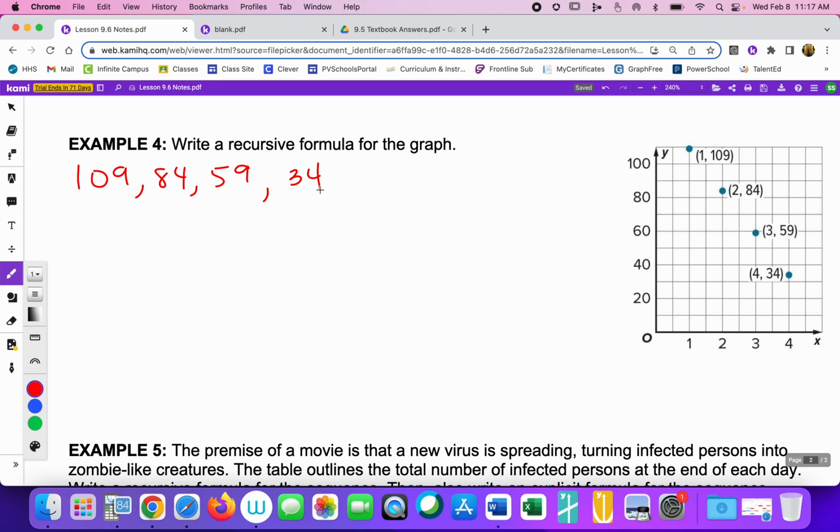Now, just looking at it, do you think it's arithmetic or geometric? It's decreasing, and there's no big jump. If you do 109 over 84, that's going to be a weird fraction. This is also going to be a weird fraction, and it's likely not the same. Should you test it just to make sure? Yeah.